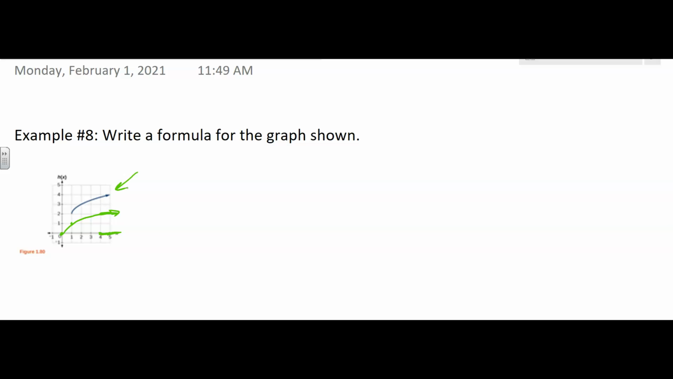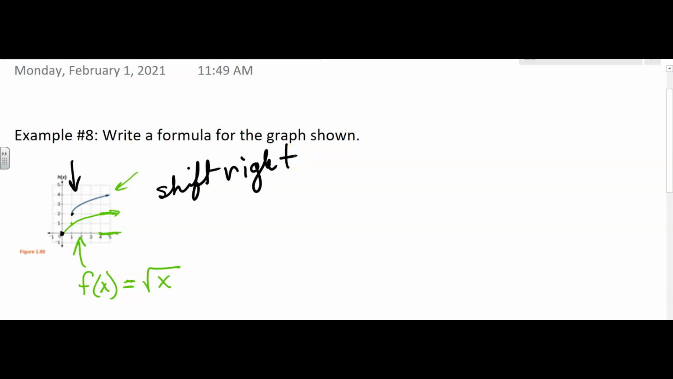Okay, if my f of x, so this would be my f of x, is equal to the square root of x, then how am I shifting it to get the blue line? What am I doing to get the blue line there? Well, it looks like I started out at (0, 0), but now I'm starting out at (1, 2). So it looks like I shifted right 1 and up 2. Right 1, up 2. Okay, that looks like that's what all the points are doing.